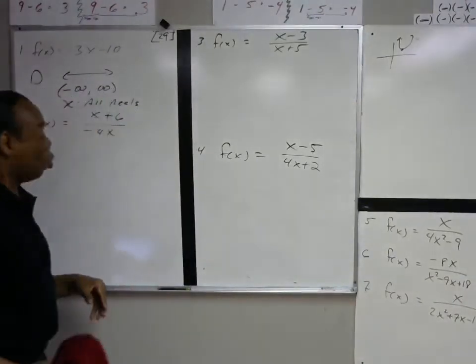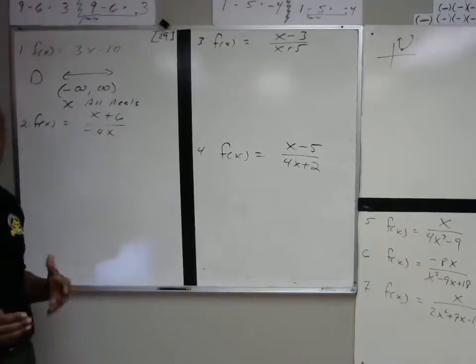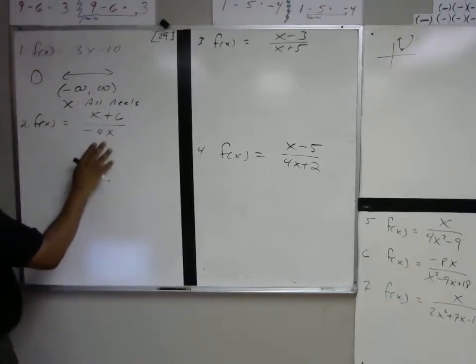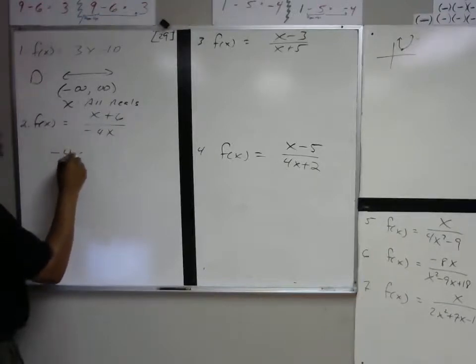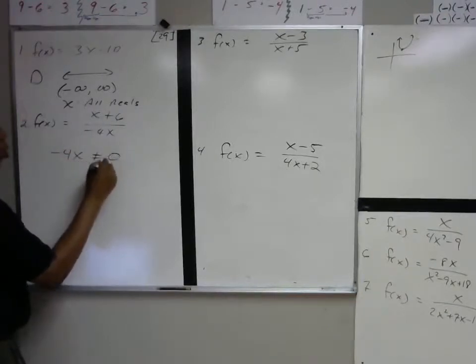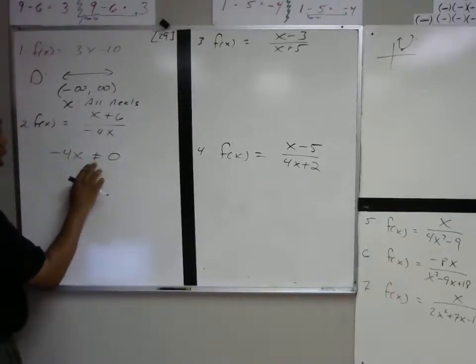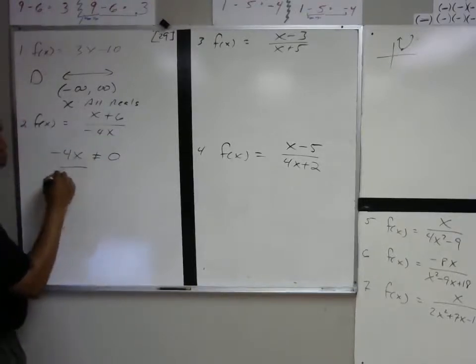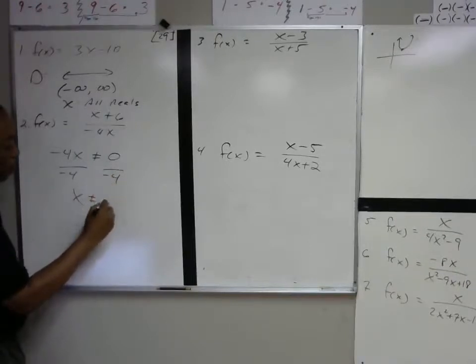Now what happens when we have a polynomial over a polynomial, which is called a rational function, when polynomials are in fractional form? To find the domain of these, the process is this: you look at the denominator, which is here, negative 4x, and set that not equal to 0, and then solve for x. This process, taking the denominator out and setting it not equal to 0, will give us our domain. So let's solve for x. We'll divide by negative 4 on both sides, and we end up getting x is not equal to 0, since 0 divided by negative 4 is 0.